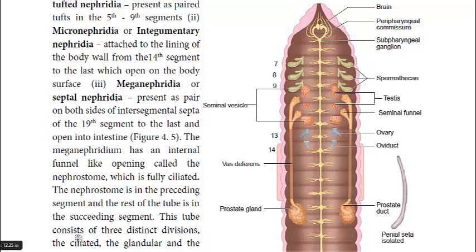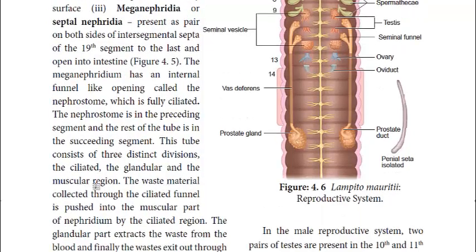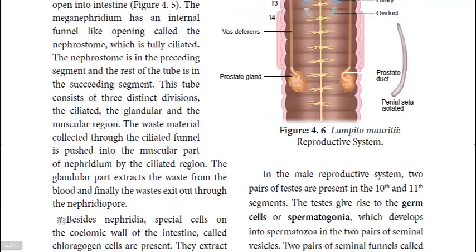Thus the tube consists of 3 distinct divisions: the ciliated, the granular, and the muscular region. The waste material collected from the ciliated funnel is pushed into the muscular part of the nephridium by the ciliated region. The glandular part extracts the waste from the blood. Finally the waste exits through the nephridiospore.